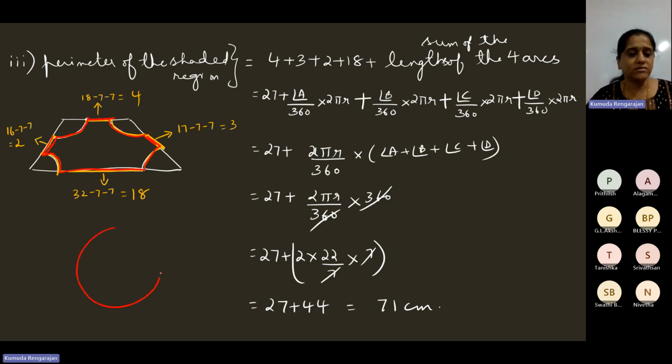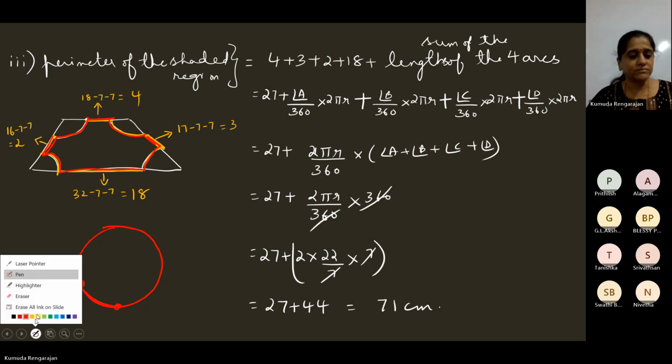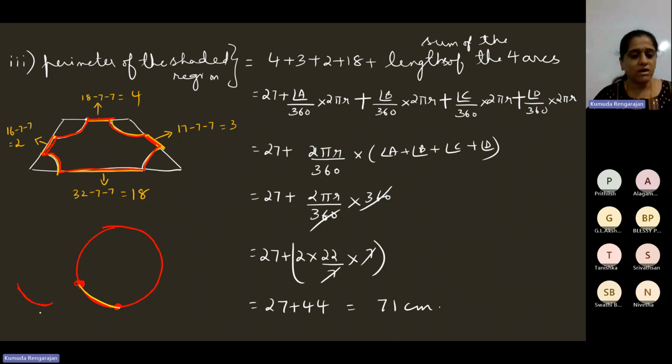This full thing is 2 pi r. No, I don't want to know the length of this full thing. I just want to know the length of this arc, only the length from here to here. I want to know only this length. So I'll find this length. This is a part of 2 pi r.